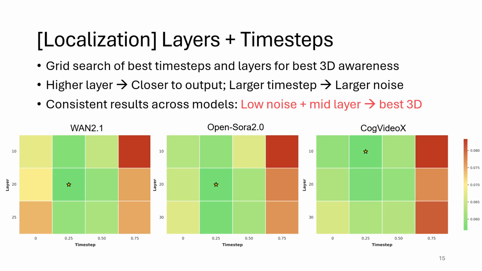And for the localization question, which basically is where does this 3D signal live? We did a grid search over the diffusion time steps and layer depth for the generative models. The pattern here is remarkably consistent across the three models we considered, where low noise time steps combined with mid-layer features gives the strongest 3D awareness. So if you want to extract 3D, that's where to tap in.